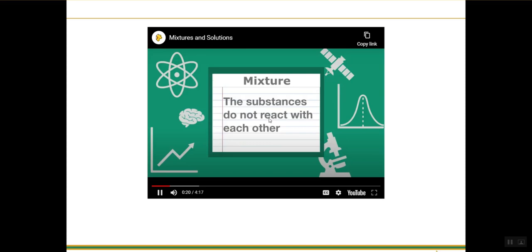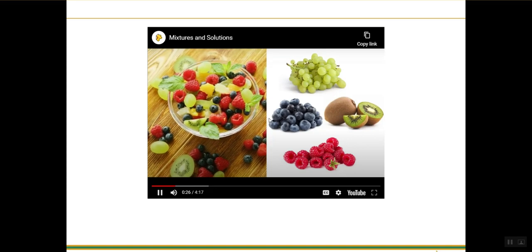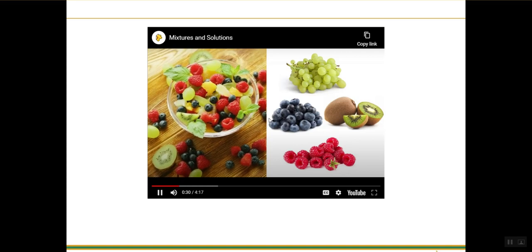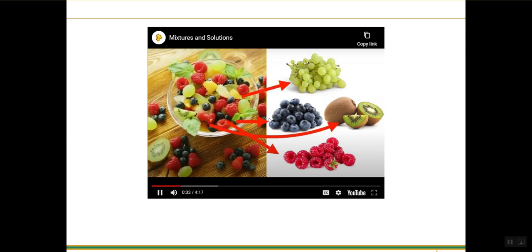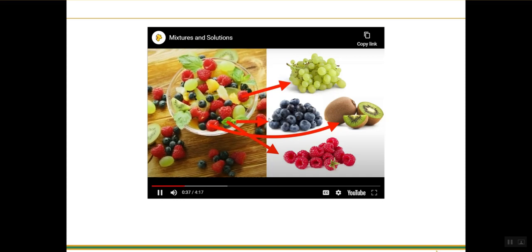Now, a key feature of a mixture is that the substances do not react with each other. For example, in your fruit salad, nothing has changed about the fruit just because you've mixed it together. If you wanted to, you could separate out each individual fruit and see that nothing about it has changed. Now there's one more type of mixture.